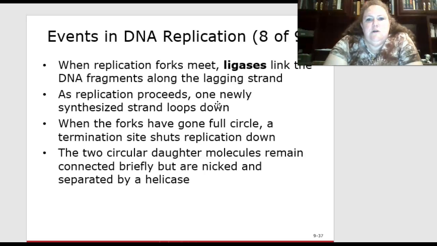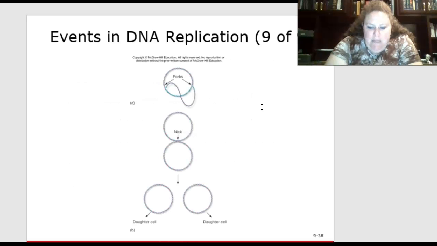Okay, so when replication forks meet, ligases ligate, or glue, link those DNA fragments along the lagging strand. As replication proceeds, one newly made strand is going to loop down. And when the forks have gone a full circle, a termination site shuts the replication down. And those two circular daughter molecules remain connected briefly, but then they are nicked and separated by a helicase. And so this would be figure 9.9, and this would be the completion of a chromosome replication in bacteria.